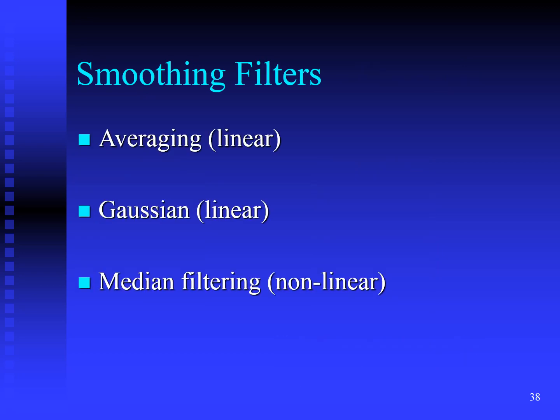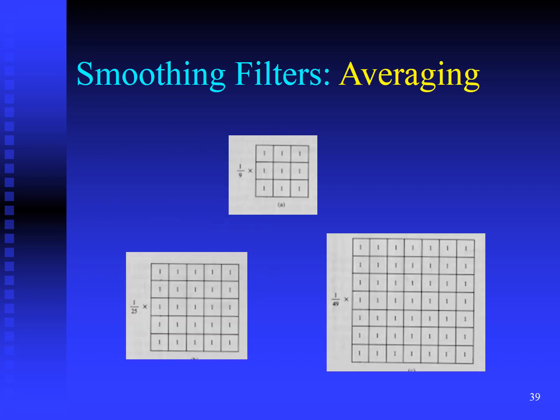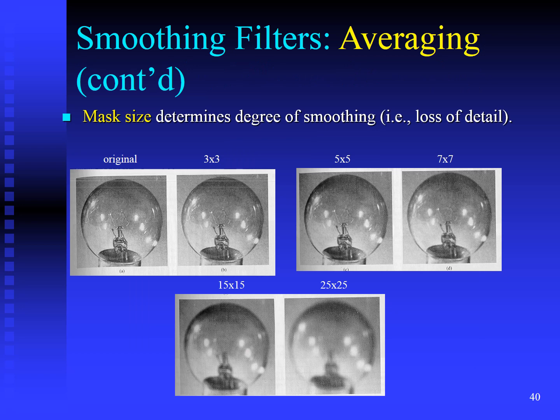Particular examples of smoothing filters are averaging, Gaussian, and median filters. The first two are linear, the last is non-linear. This is an example of an averaging filter. First is 3 cross 3, then 5 cross 5, and then 7 cross 7. So this is the average. You see 3 cross 3 has 9 elements, so you average them by dividing by 9.